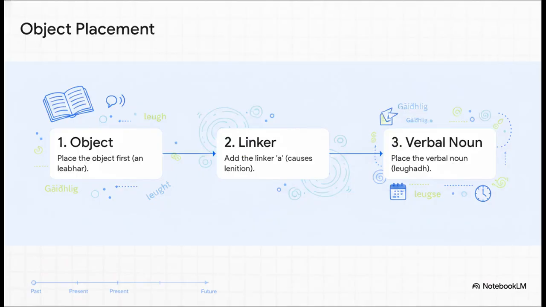This is a fantastic step-by-step formula for object fronting. So say you want to translate "I have read the book." Well, actually, scratch the English word order. Step 1 in Gaelic. The object always comes first right after air, so we place an leughadh. Step 2, we add our linker, that little word which causes lenition, meaning it softens the sound of the following consonant. And finally, step 3, place the verbal noun, leughadh, so we get "an leughadh a leughadh." Object, linker, verbal noun. Definitely keep this formula in your back pocket because you are going to use it all the time.